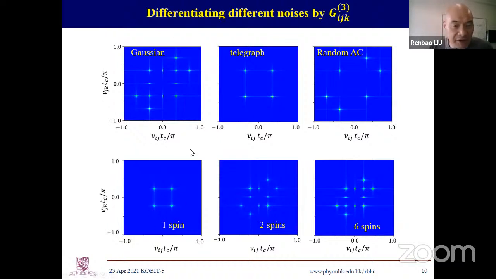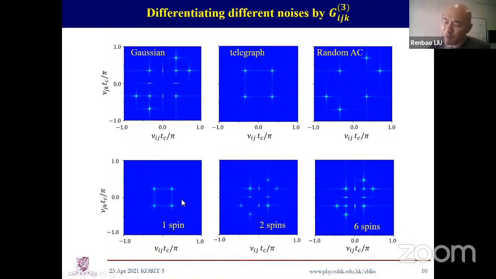However, if we look at the third order correlation function, you can see that the Gaussian noise has 12 peaks in the frequency domain. So we do the Fourier transform over the two frequencies between IJ and JK. If it's telegraph noise, you can only see 4 peaks. And for the random phased AC field, you see 6 peaks. So they are qualitatively different, right? They have fingerprint patterns, so you can immediately tell what kind of noise it is by looking at this third order correlation function. And if it's a quantum spin, it's also very interesting.